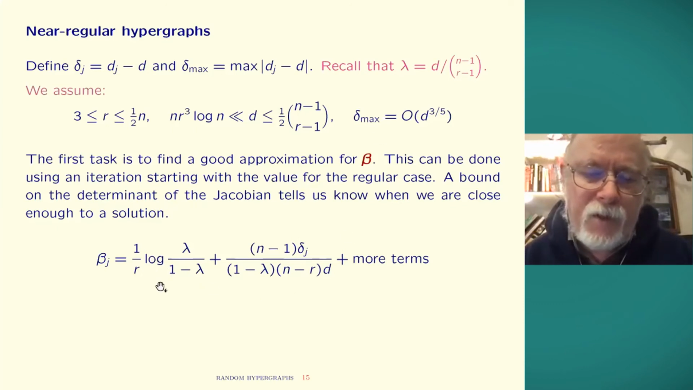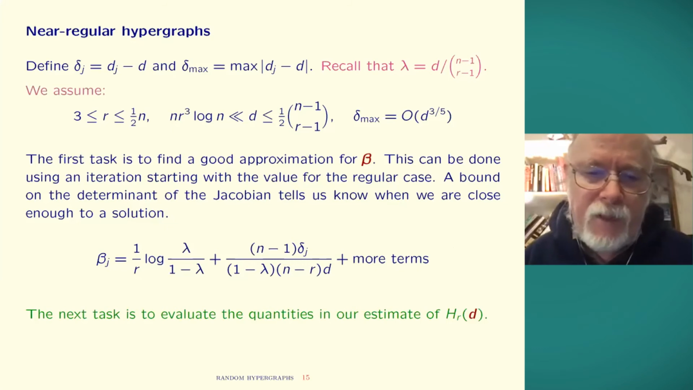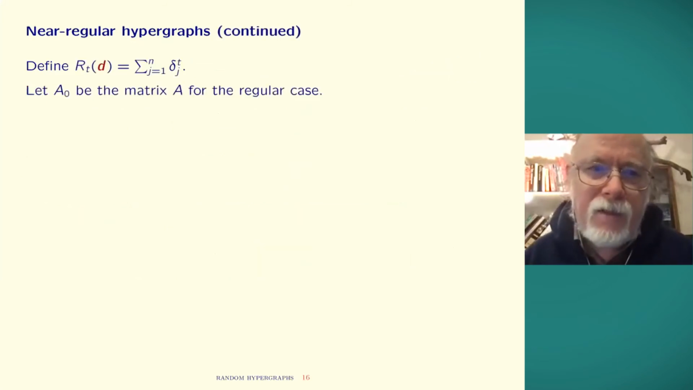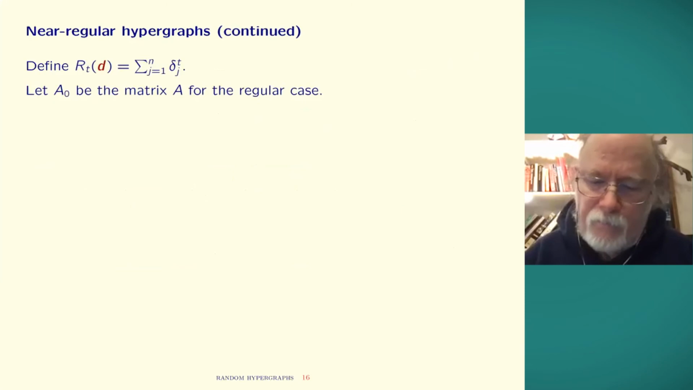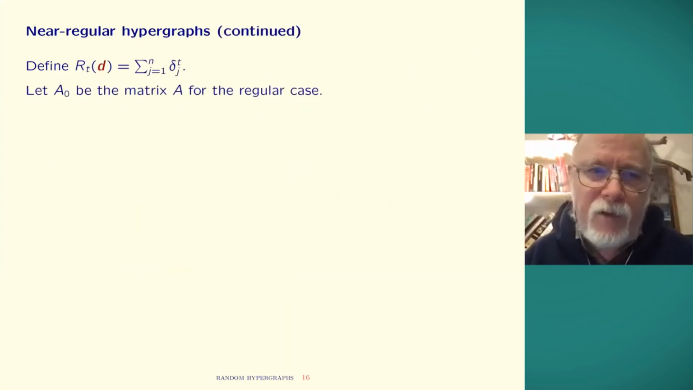The first term is what you get if it's regular of degree d, and then you get another term, and there's another 4 or 5 terms there and an error term. So now we've got the betas, we have to substitute them in the other places. You have to evaluate the quantities in the expression for the number of hypergraphs.